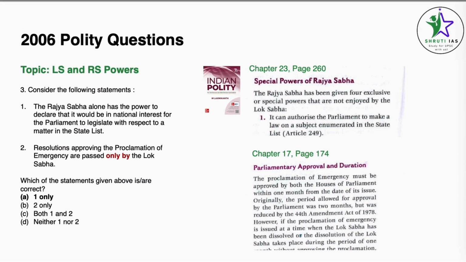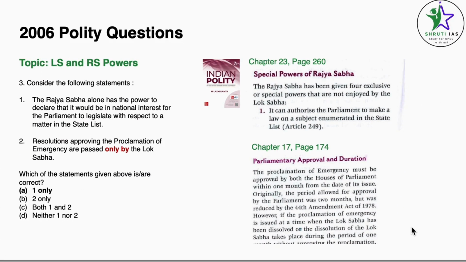Coming to question number 3, this topic, powers of Lok Sabha and Rajya Sabha, is very popular in UPSC prelims. You'll see it repeat over the years, maybe like 10 or 12 times, I think. So for point number 1, it says Rajya Sabha alone has the power to declare that it would be in national interest for the parliament to legislate with respect to a matter in the state list. Now, regarding this point, we can directly see in chapter 23, Parliament, page number 260.